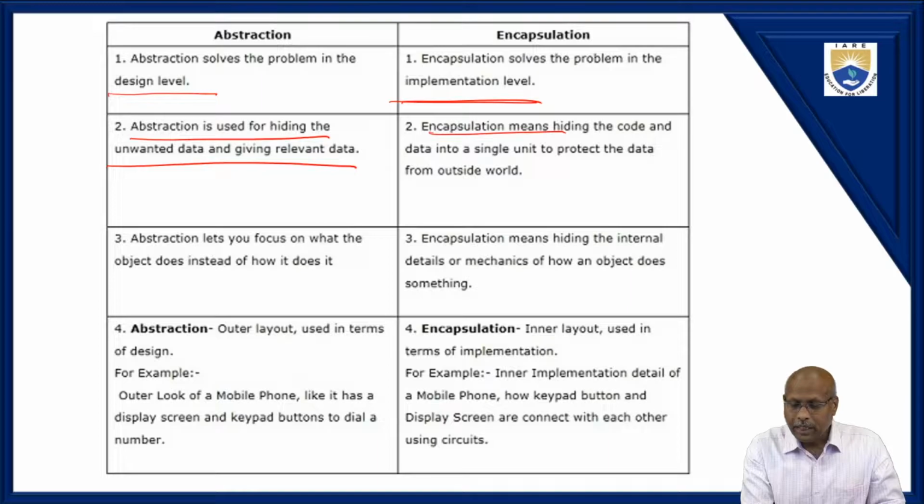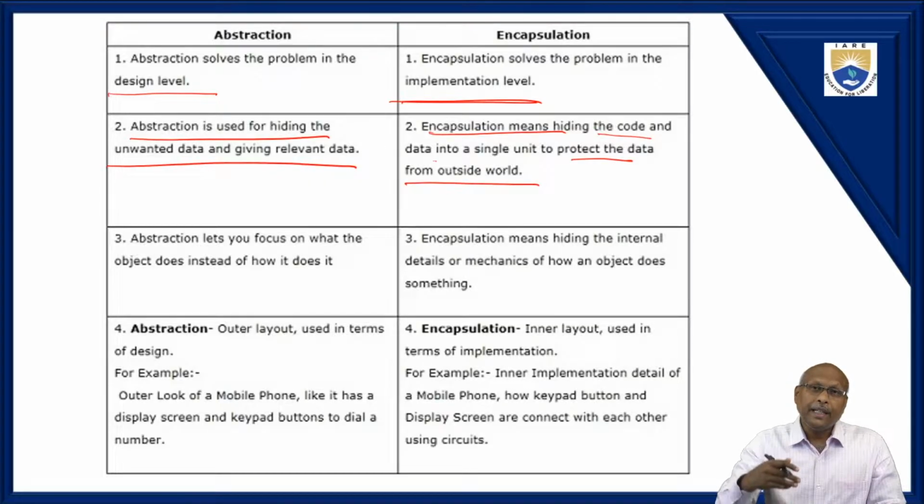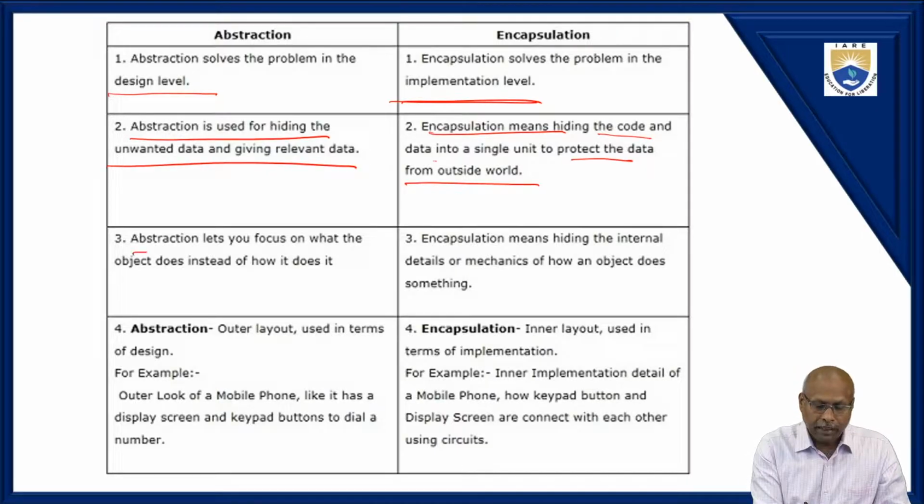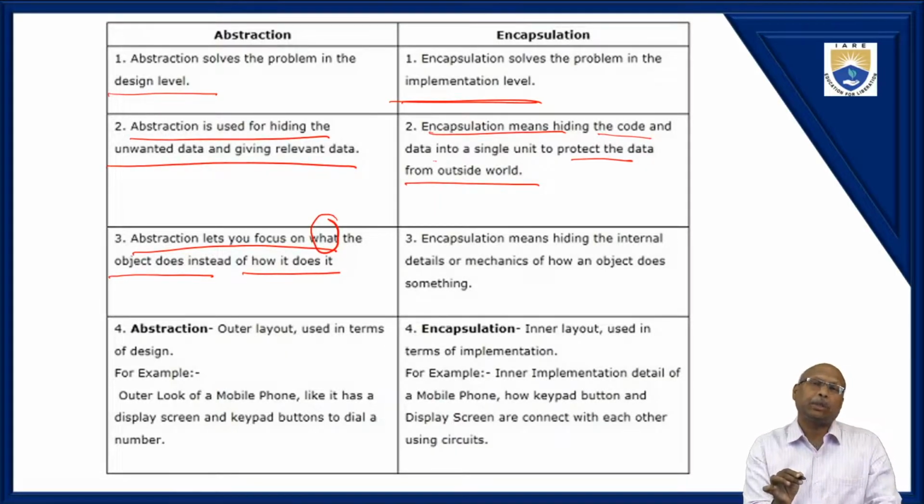Encapsulation means hiding the code and the data into a single unit and protecting the data from the outside world. So from the language point of view, we'll think about encapsulation. From the design point of view, we'll think about abstraction. Abstraction lets you focus on what the object does instead of how it does. So it will be talking about only what exactly the system has to do. That will be represented through the abstraction concept.